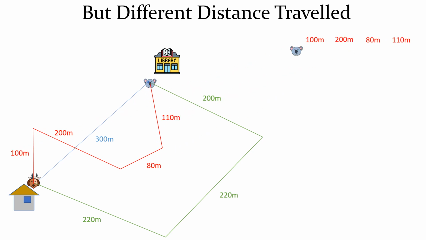The koala has moved a total distance of 490 meters. The dog has moved a total distance of 640 meters. The cow has moved a total distance of 300 meters. You can see that having the same displacement does not necessarily mean they move the same distance.